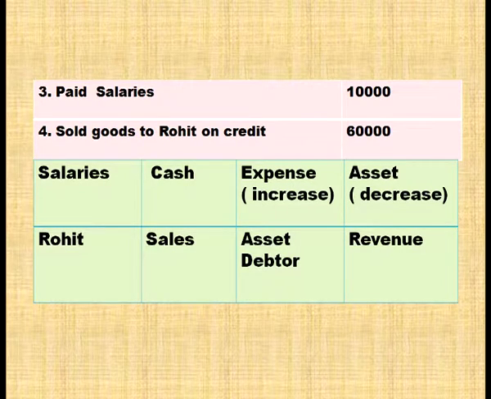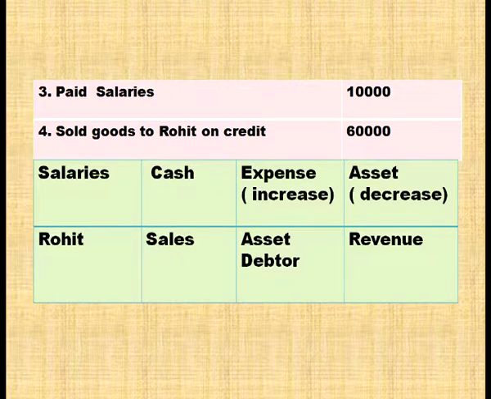Salary account and cash account. Salary account can be included under expense. Rule for expense account, when it is increased, it is debited. So salary account is debited. Cash can be included under asset account. Here cash is going from the business, so cash is decreasing or asset is decreasing. When asset is increasing, it is debited. When asset is decreasing, it is credited. So cash is credited. Salary account debited and cash credited.